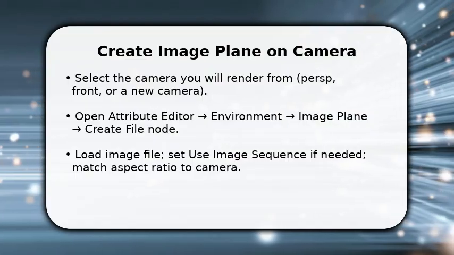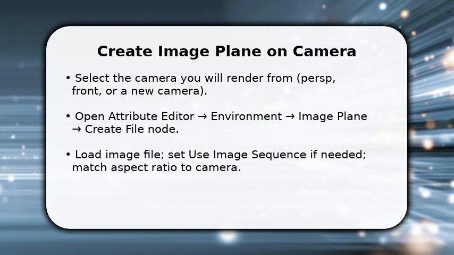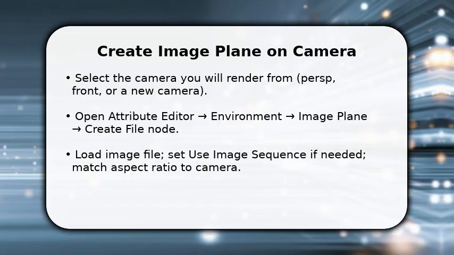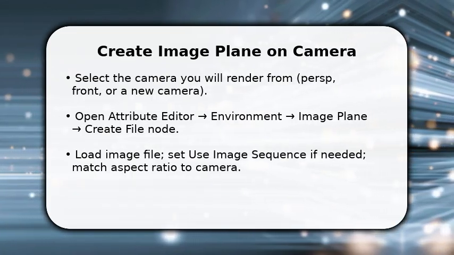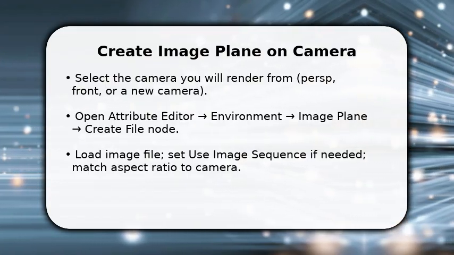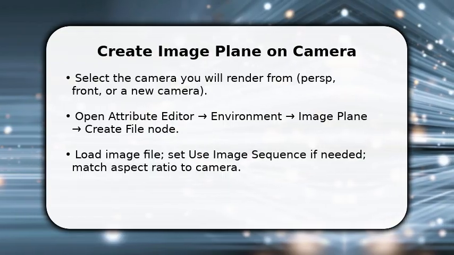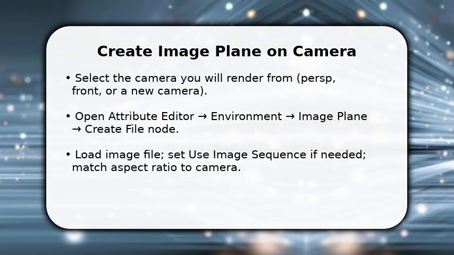You start by creating an image plane directly on the camera so the reference stays fixed when you orbit. Select the camera, open the Attribute Editor, and under Environment click Create Image Plane File. Load your reference file and enable image sequence only for animated plates. Once done, set the image's aspect ratio to match the camera's film gate so proportions remain accurate.